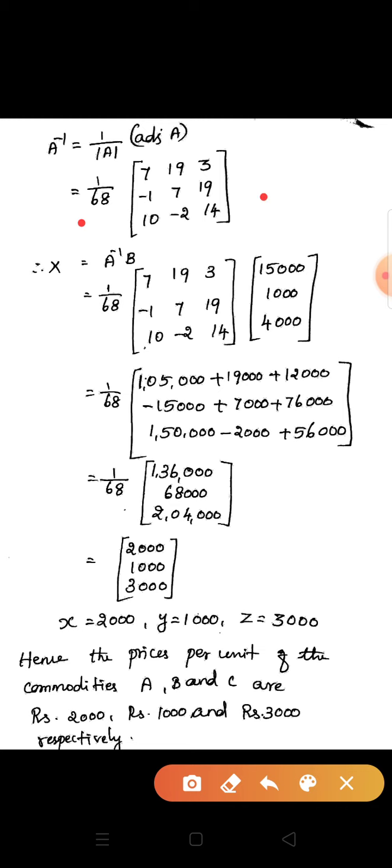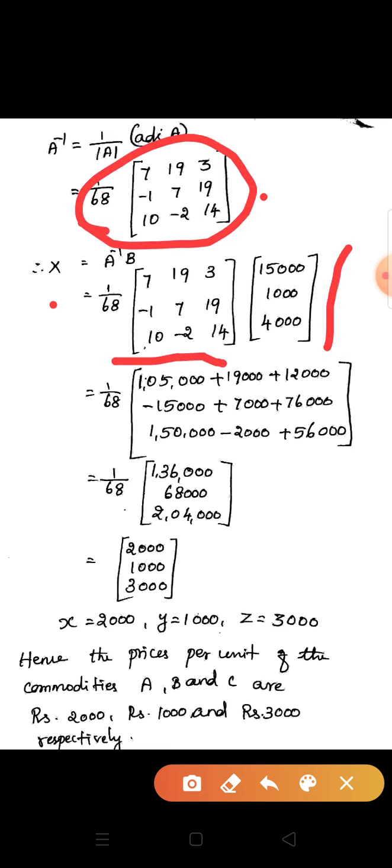Next we substitute this in X equal to A inverse B. We write A inverse and B, which is the right-hand side column matrix. Multiplying the first row with the column matrix, we get the first answer. The second row with the column matrix, we get the second answer. Third row with the column matrix, the third answer. Now simplifying, we get 1,36,000, 68,000, 2,04,000.